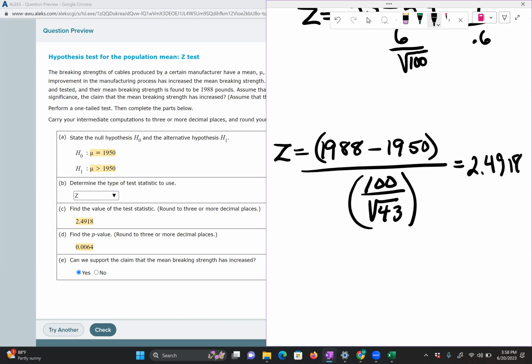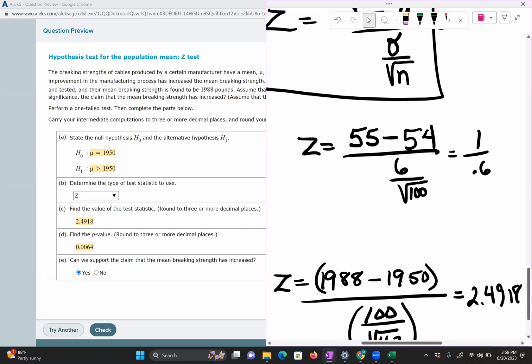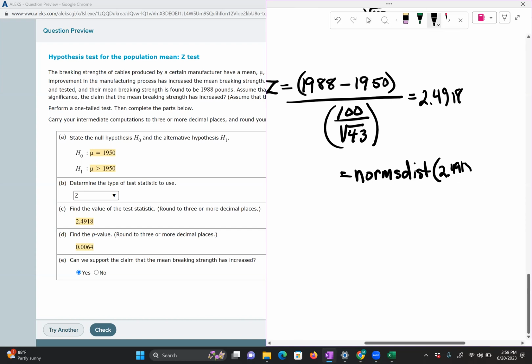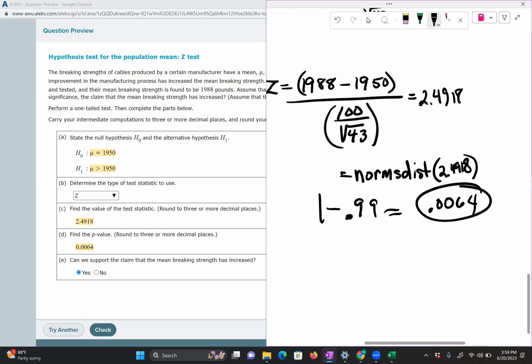When you throw that into the calculator, as I showed you, you get 2.4918. And then what I did in Excel was I said equals NORM.S.DIST, and you put in the 2.4918. Sorry, it just glitched on me. You're going to get the opposite, so you do 1 minus 0.99 and change, and then that is going to end up giving you the 0.0064. Okay, so that's just showing you various ways of approaching the same question.